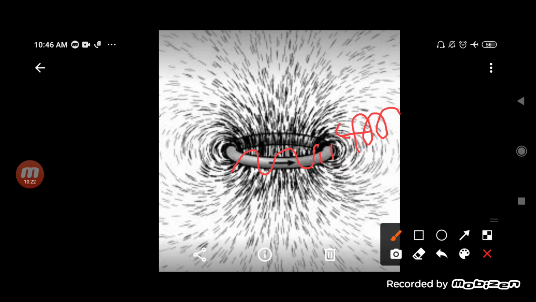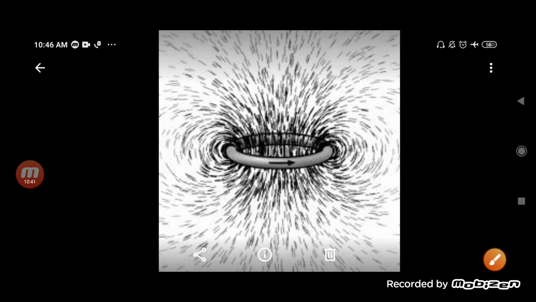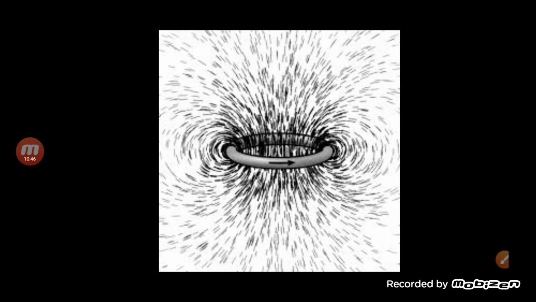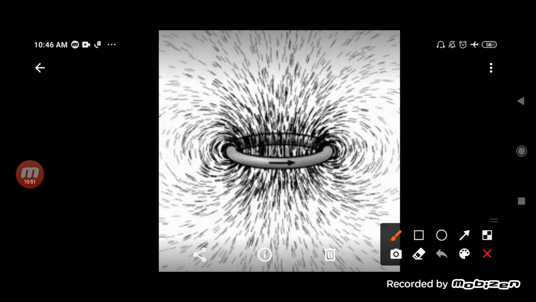So we can say here that we will consider each part of the circular loop as a very small straight current carrying conductor, as a straight wire, and this straight wire will start producing magnetic field lines around it. And as the magnetic field line comes closer, it will behave like a straight current, students.